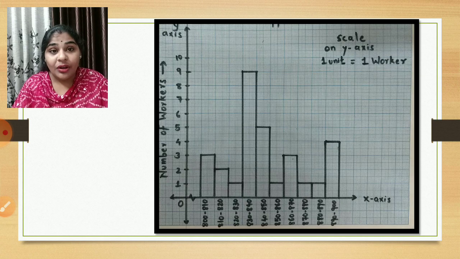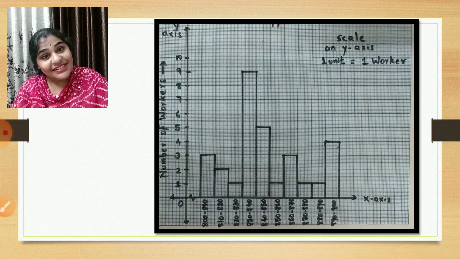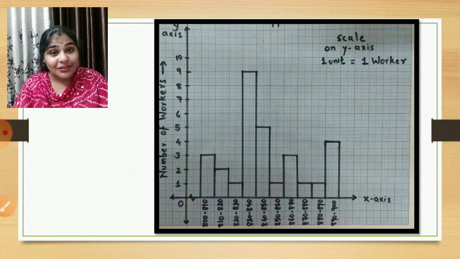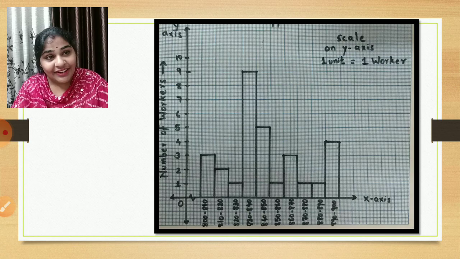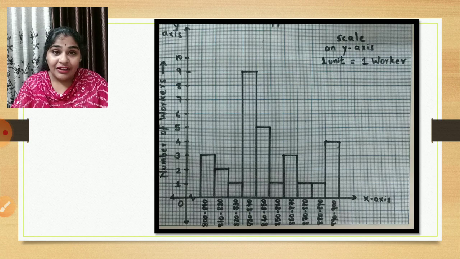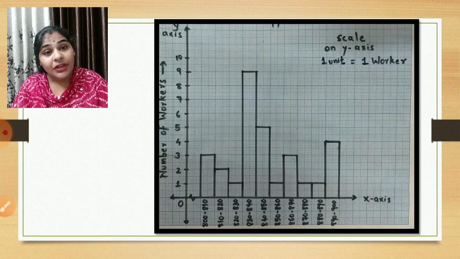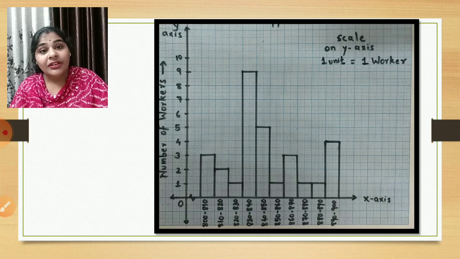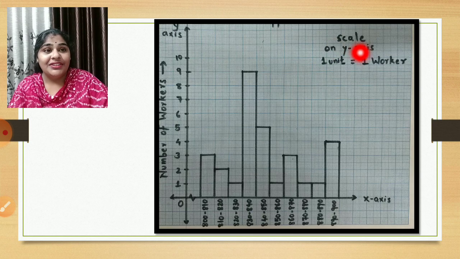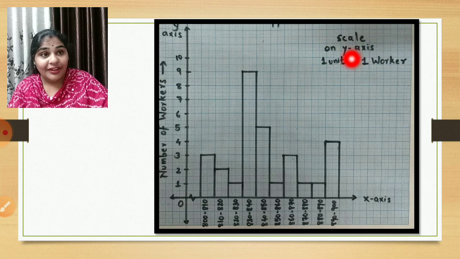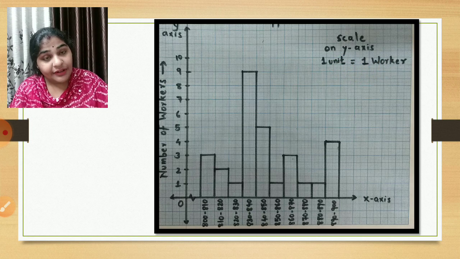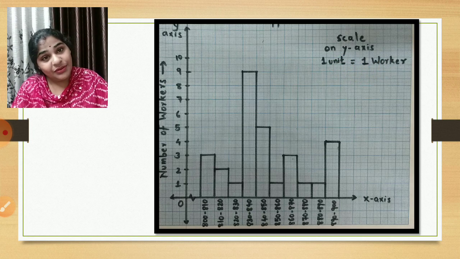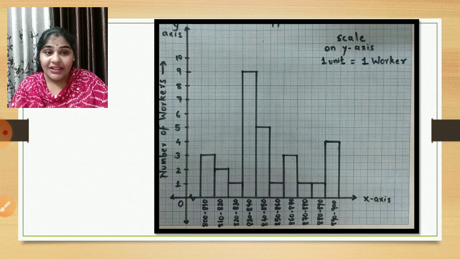We have taken this data on the x-axis. And on the y-axis we will take the frequency, and frequency is nothing but the number of workers. Now you have to decide a scale. So looking at the data, the scale which I felt convenient was 1 unit length equal to 1 worker. That is the scale on the y-axis. So you will mention here on the top right corner, scale on y-axis is 1 unit length is equal to 1 worker, or you can also write 1 unit is equal to 1 worker. And then start drawing the bars.